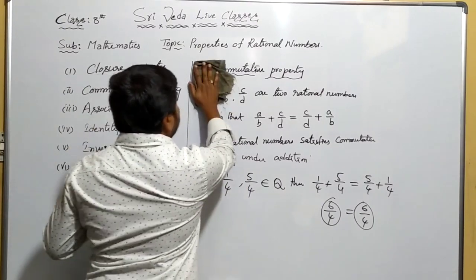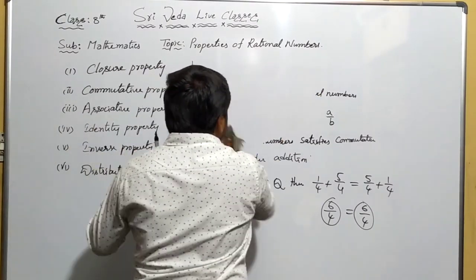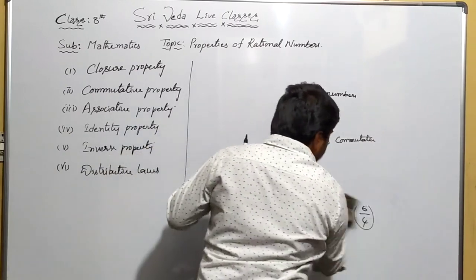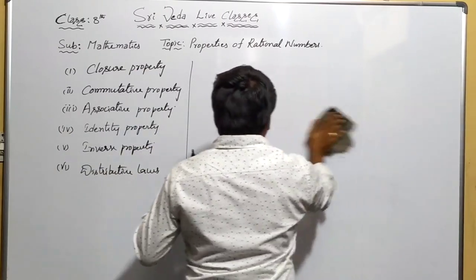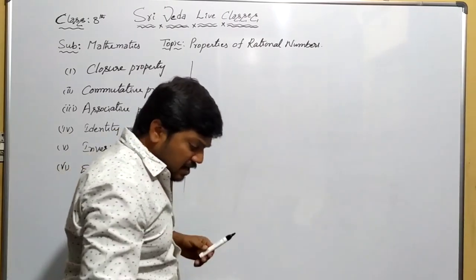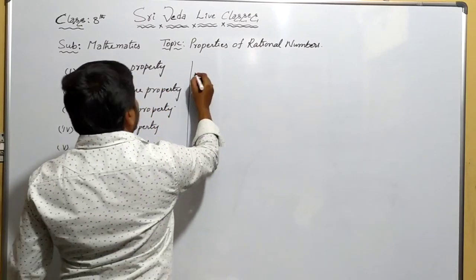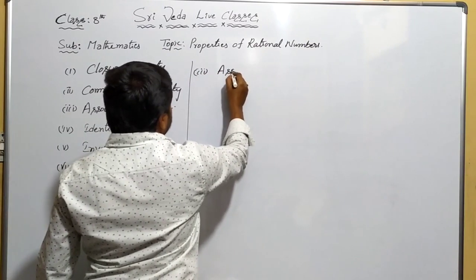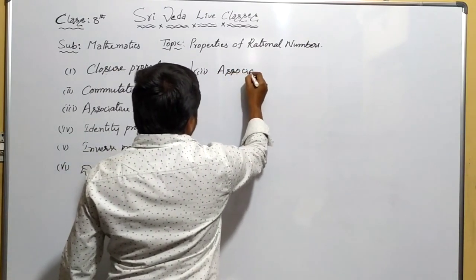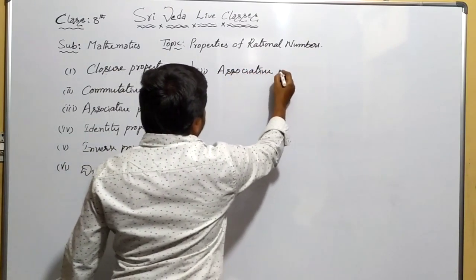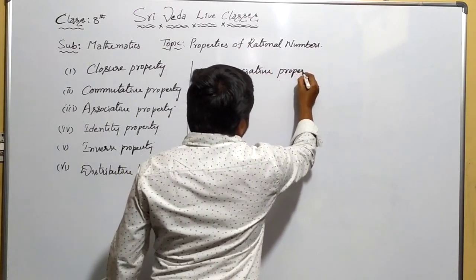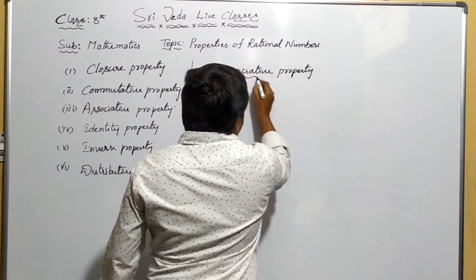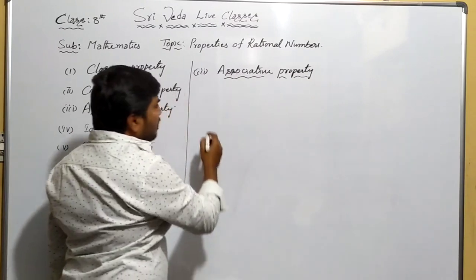So associative property. What is meant by associative? So let us see that associative. Now see, third one. What is that? So associative property. Now you just observe this.